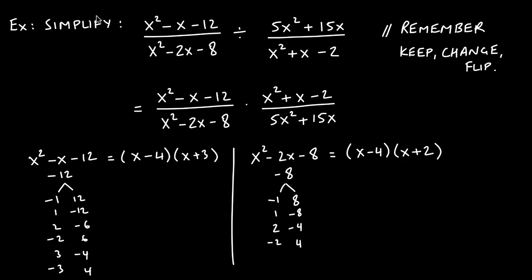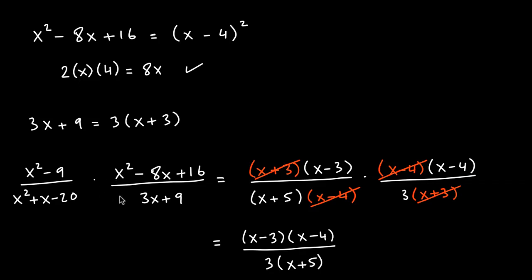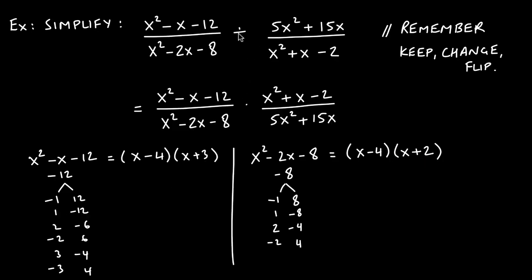So here we have to remember our old friend keep, change, flip. That's basically the crux of the whole thing. If you remember this, you can just change this problem into one that we just in fact solved with multiplication. So in order to divide two fractions or divide two expressions, we have to remember to keep the first one the same, change the division to a product, and then flip the second or the denominator. And if we do that, we're left with the same thing as the first one, a multiplication by x squared plus x minus 2 all over 5x squared plus 15x. So this term just goes to the bottom.